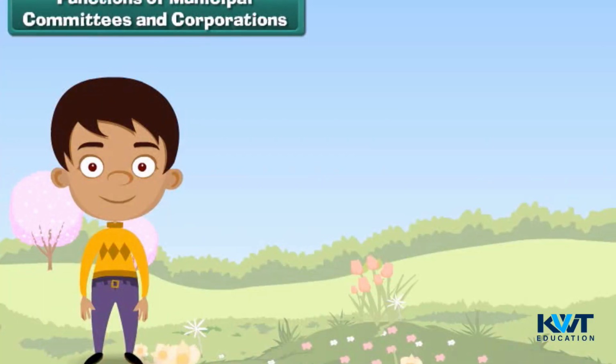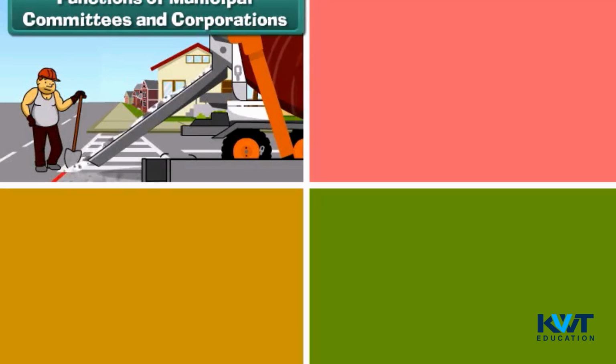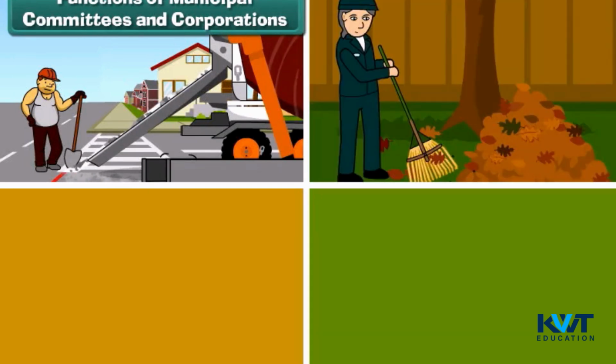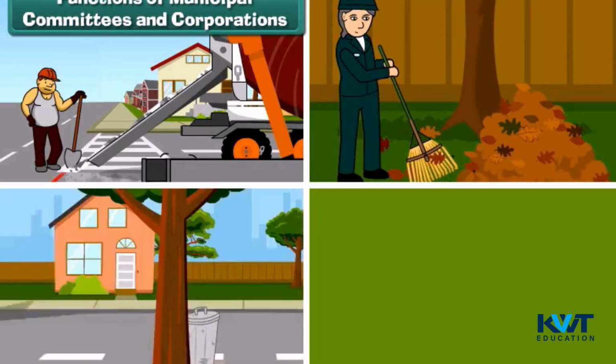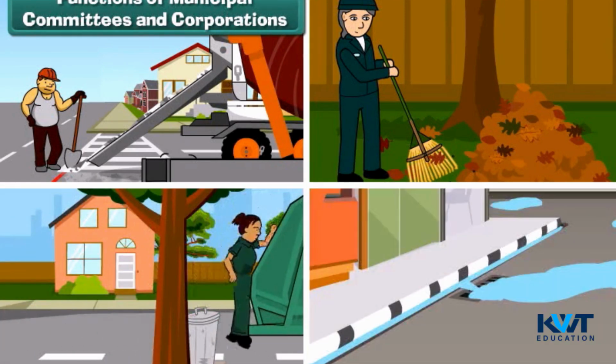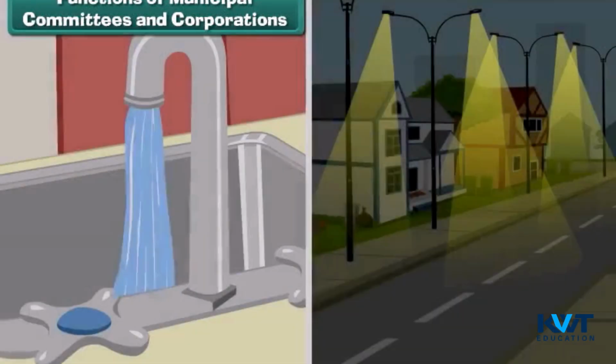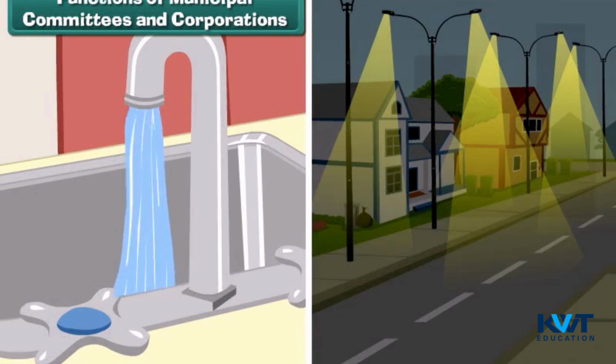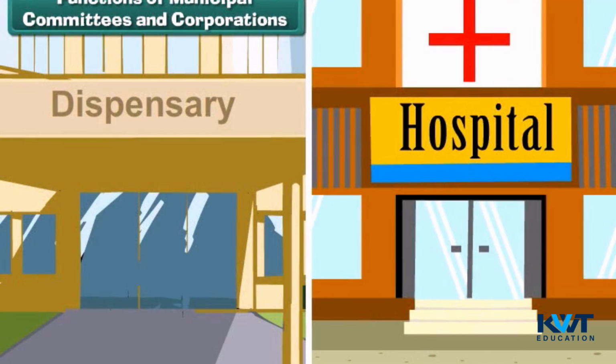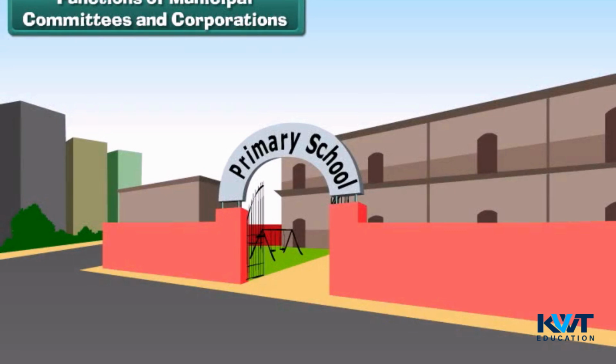Functions of municipal committees and corporations. Municipal committees and corporations look after maintenance of roads, maintenance of parks and gardens, removal of garbage, drainage of water, supply of clean drinking water to people, street lighting, opening of hospitals, dispensaries and healthcare centers, and opening of primary schools.